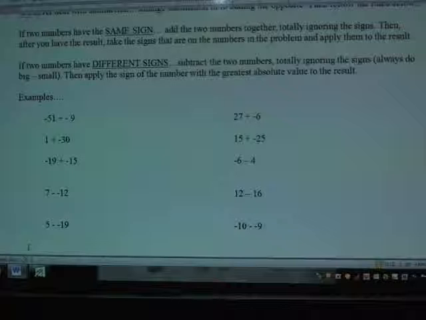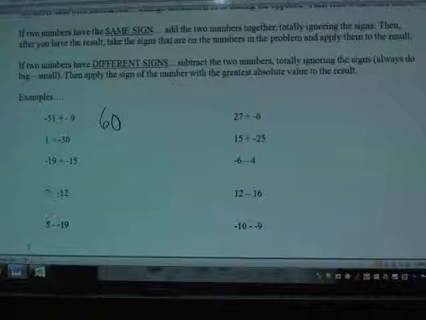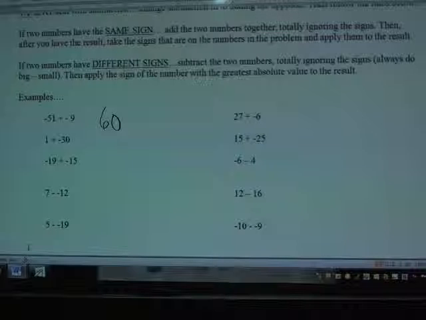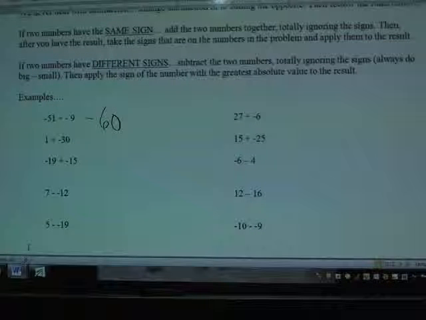So let's start off with negative 51 plus negative 9. Now again, when numbers have the same sign, what we do is we add them together. Don't worry about the signs. So I've got 51 and 9, that goes together to make 60. And then when they have the same sign, whatever sign is in the problem gets attached to the result. So since both of these numbers are negative, my answer has to be negative as well. So my final solution is negative 60.